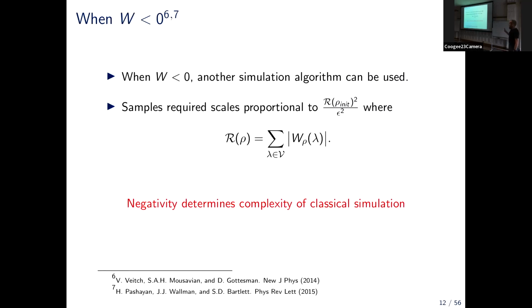When the Wigner function goes negative, another classical simulation algorithm can be used. But in this case, the number of samples you need scales with this quantity R, which is just a measure of the amount of negativity in the representation of the input state. And this is expected to scale exponentially in general if you have products of magic states. And so in this sense, negativity determines the cost of classical simulation. And Hackup can tell you all about this if you want to know more about that.